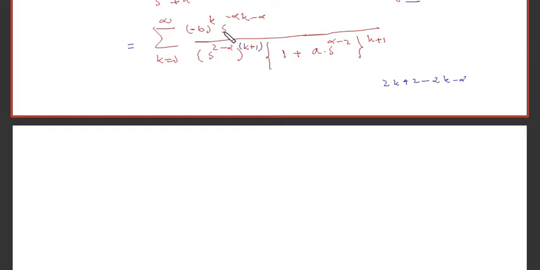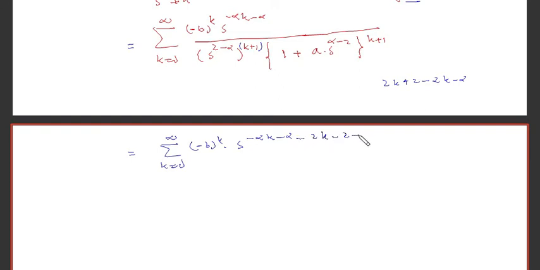Once we multiply these two factors, I will get these four terms, and then I will shift this s in the numerator where it has already one s, so we'll combine all the powers with this one, so it becomes summation k from 0 to infinity minus b to power k and s to power minus alpha k minus alpha, and these powers, once they are in the numerator, all signs will be opposite, so it becomes minus 2k and then minus 2 and then plus alpha k and then plus alpha, and in the denominator everything will remain as it is, 1 plus a s to power alpha minus 2 to the whole power k plus 1.